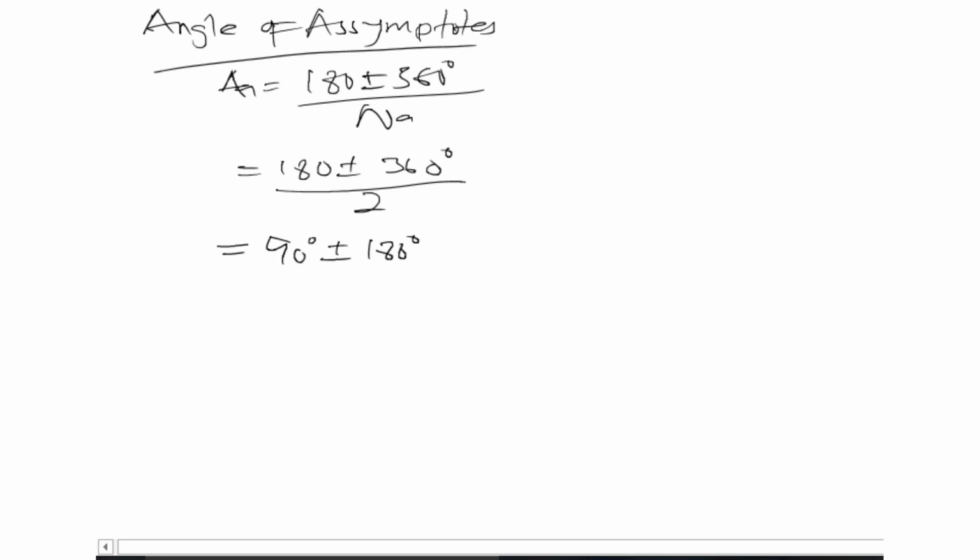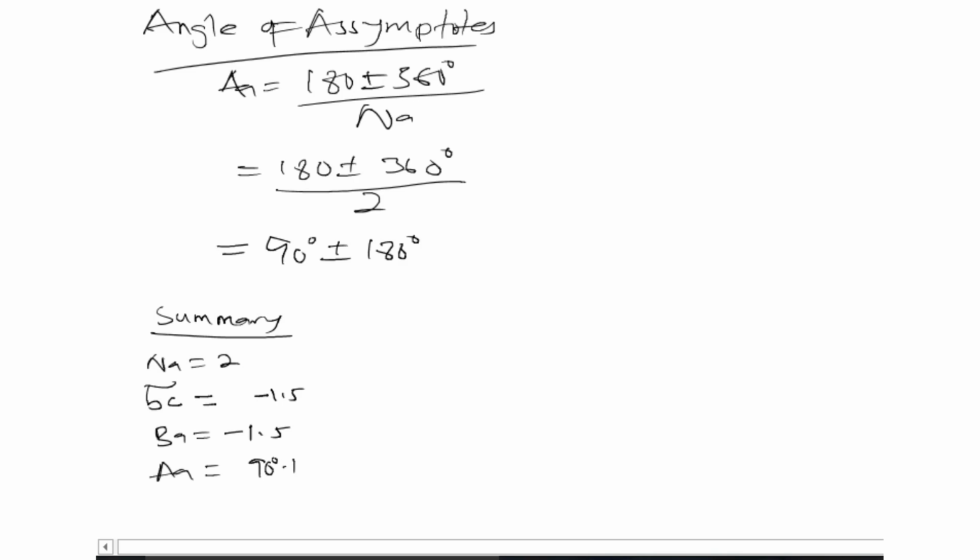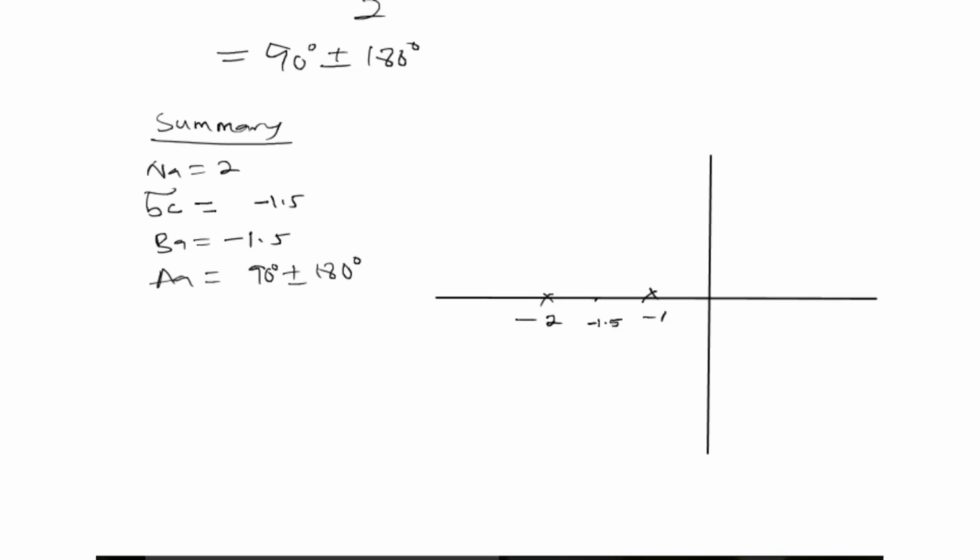Now summarizing all the points we have gotten from the steps: we found the number of asymptotes to be 2, and the point at which the two asymptotes leave the real axis was found to be minus 1.5. The breakaway point was also found to be minus 1.5. The angle of asymptotes was found to be 90 degrees plus or minus 180 degrees. From here, we plot all these points in the S-plane. Thus, we have finalized the locus diagram.